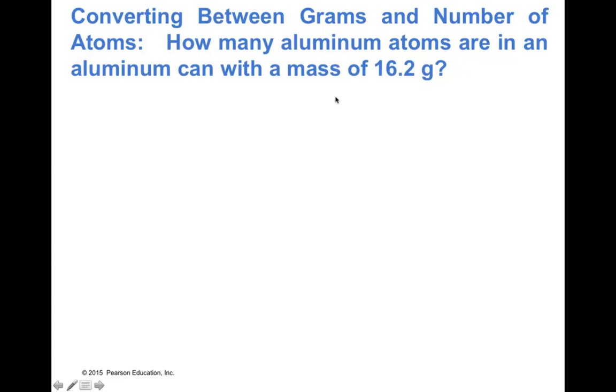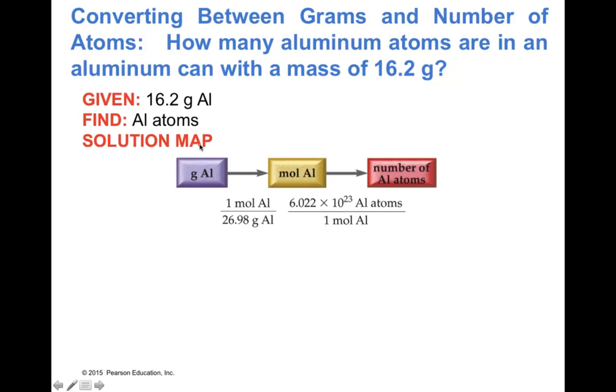That way we can create our solution map here that goes from the mass of aluminum to the moles of aluminum, and from moles of aluminum to the number of particles, or number of atoms in this case, of aluminum. So to go from mass to moles, we can use the molar mass. To go from moles to number of atoms, we need to use our definition of Avogadro's number. So we need to look for the molar mass of aluminum, because we are looking for the atoms of aluminum, and the initial data is 16.2 grams of aluminum.